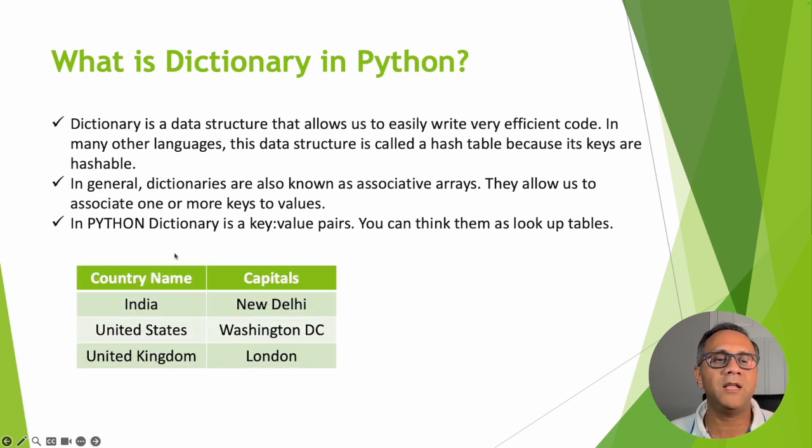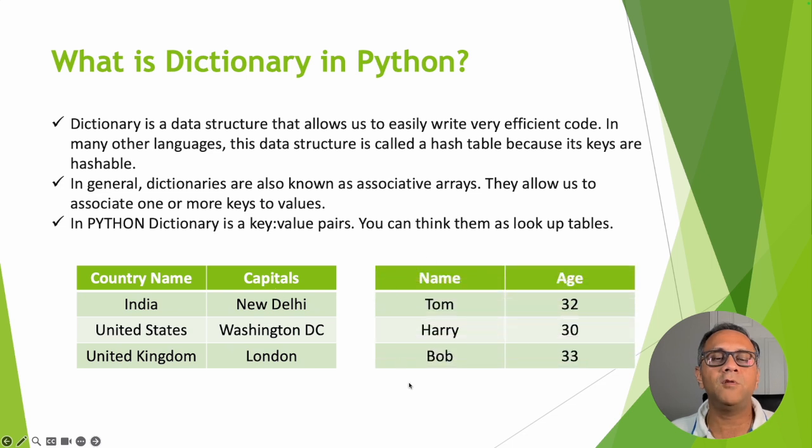For example, in this particular table, we have country names and the capitals of those countries. Or in this particular table, we have the name of a person and the age of that person. You can see that in this country table, the keys are the country names. In the person table, the keys are the names of the persons.